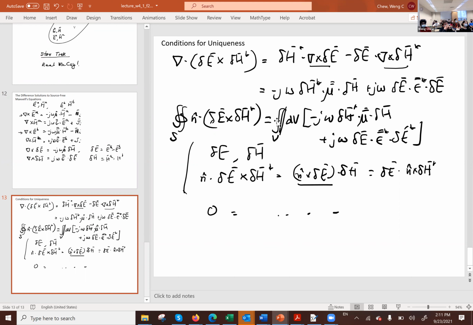There's no difference. So the first thing we did was to convince ourselves how to make the left-hand side go to zero. How many conditions to make the left-hand side go to zero? So the different solution is EA and EB satisfy the same boundary conditions, HA and HB satisfy the same boundary conditions. The left-hand side will be zero. Then you have the right-hand side. It is not guaranteed to be zero.